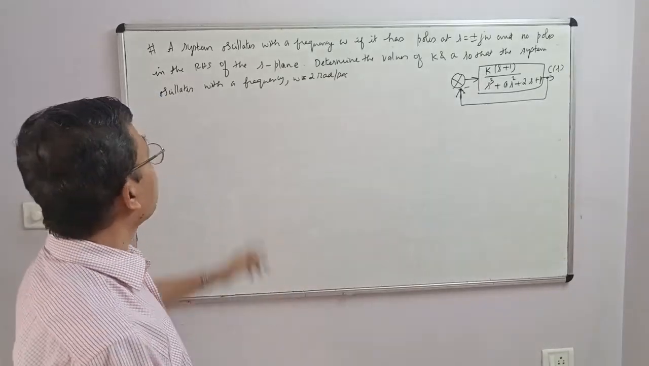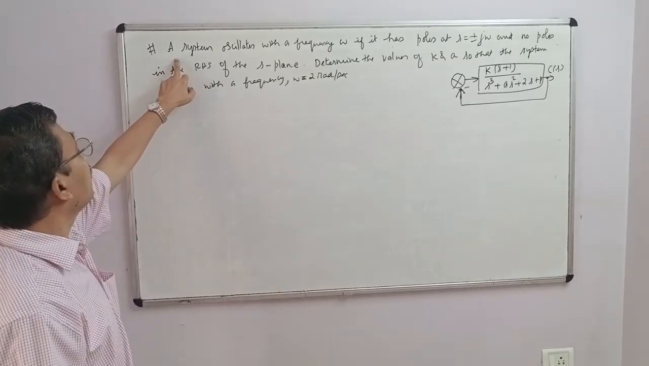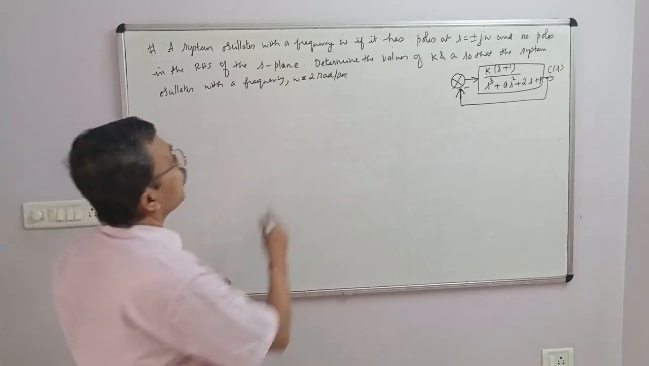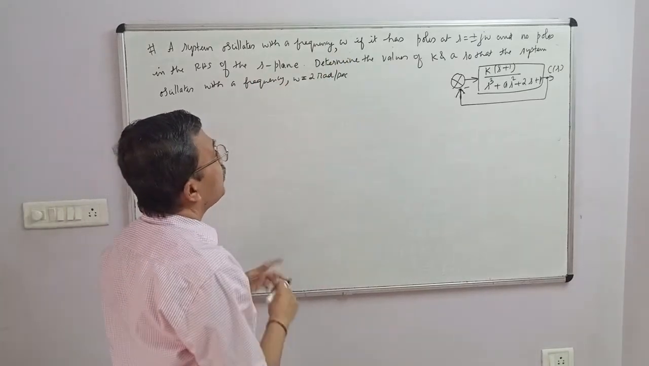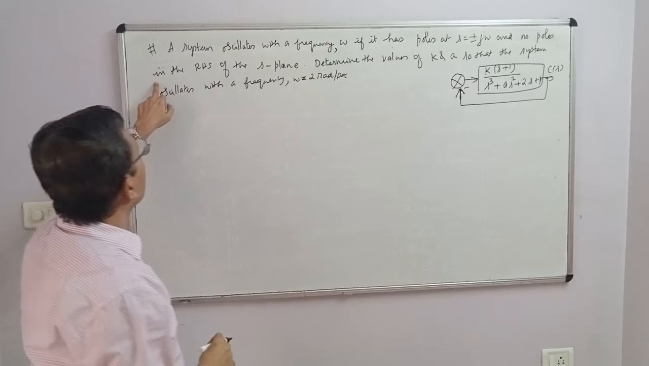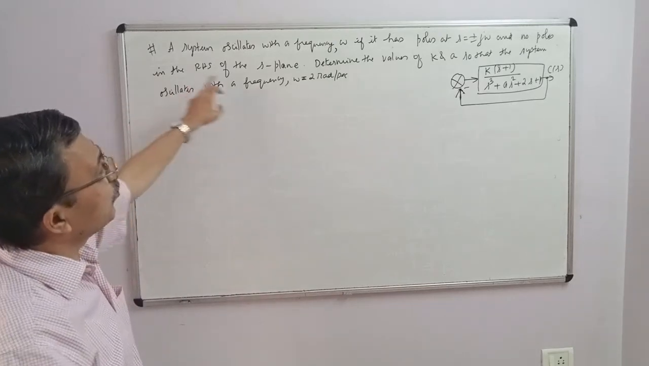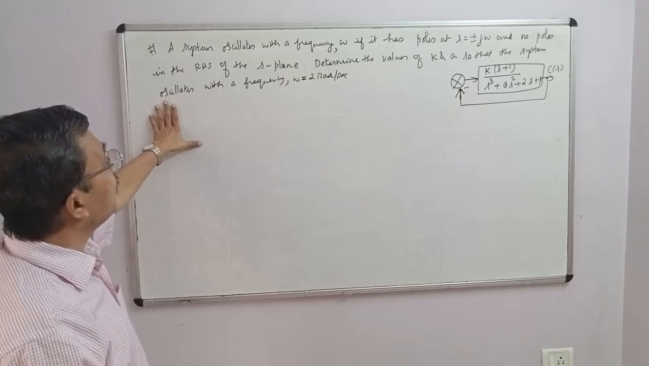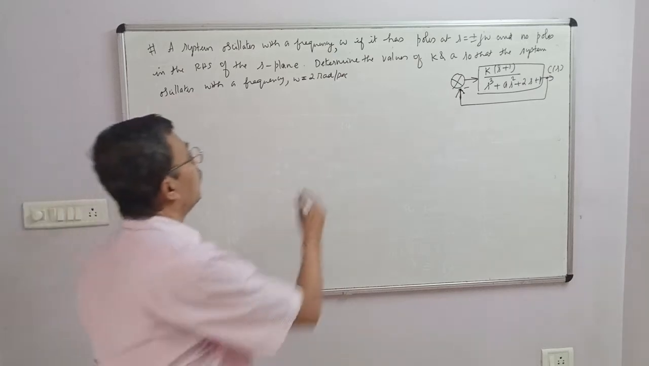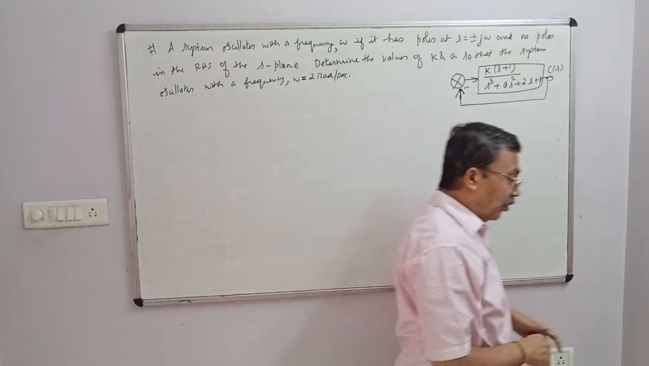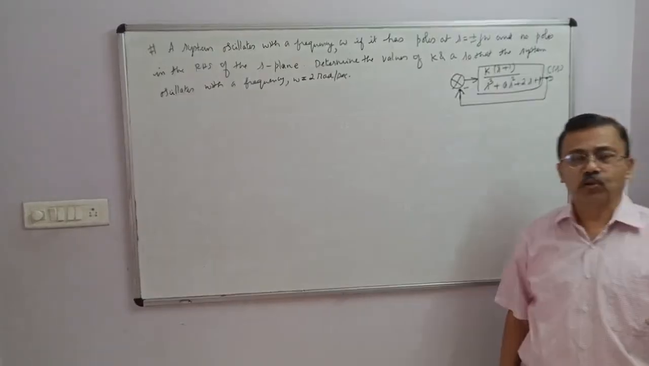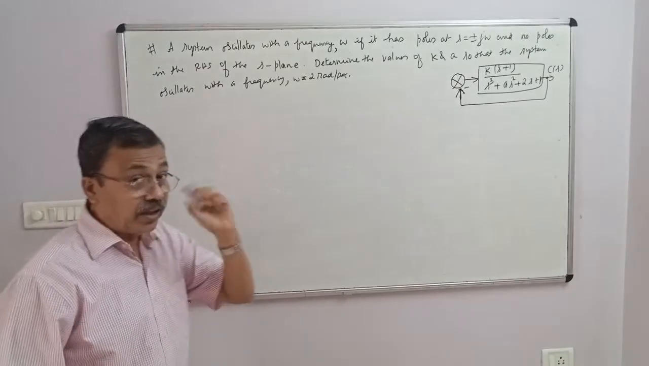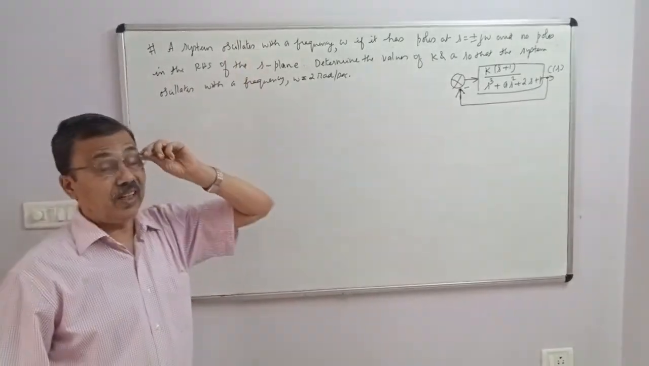Very important problem. Let me read the problem. A system oscillates with a frequency omega if it has poles at plus minus j omega and no poles in the right hand side of the S plane. Determine the values of K and A so that the system oscillates with a frequency omega equal to 2 radians per second. This problem will be solved using the Routh-Hurwitz criterion. In the examination it must strike you that the Routh-Hurwitz criterion has to be used.